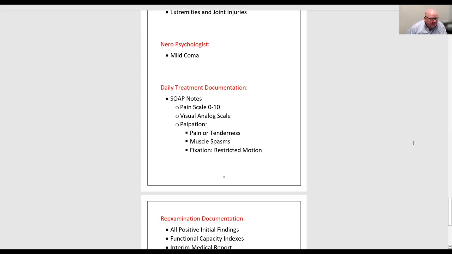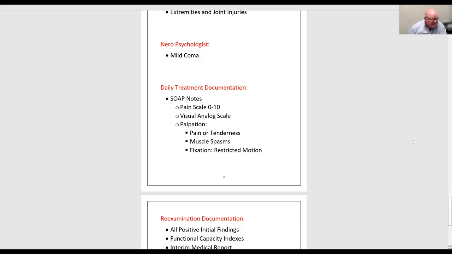Daily treatment documentation. So remember, when you do the daily treatment documentation, there's the SOAP notes. Most people get the pain scale right, the visual analog scale. Remember, you do need 2 E&Ms for the objective portion. And we typically will do pain and tenderness, muscle spasms, or fixation.